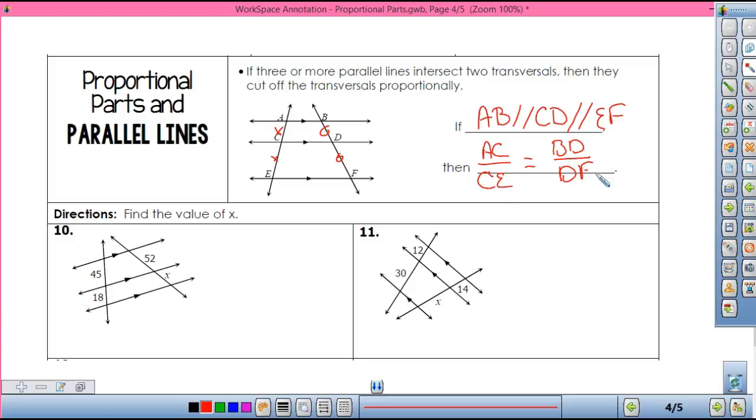Okay, Callie set up my proportion for me. Is to 18 as, yep. Now since we're solving for x, we gotta do our cross multiplication. 45x equals 936. And x is 1.8.